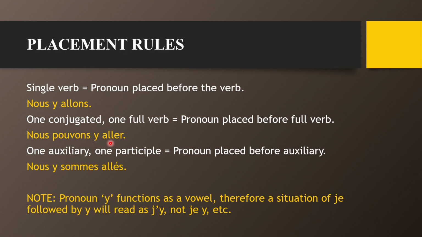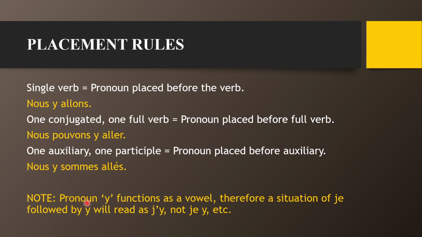So nous pouvons y aller. We can go there. And you have a third situation where you have one auxiliary and one participle, which for you right now is only the passé composé. In that situation, you have to place the pronoun before the auxiliary. So nous y sommes allés. We went there. So if you have one auxiliary and one participle, the pronoun is placed before the auxiliary.